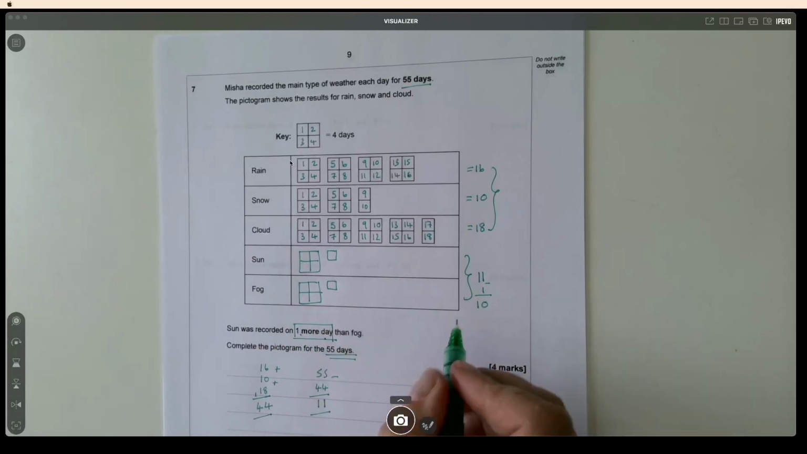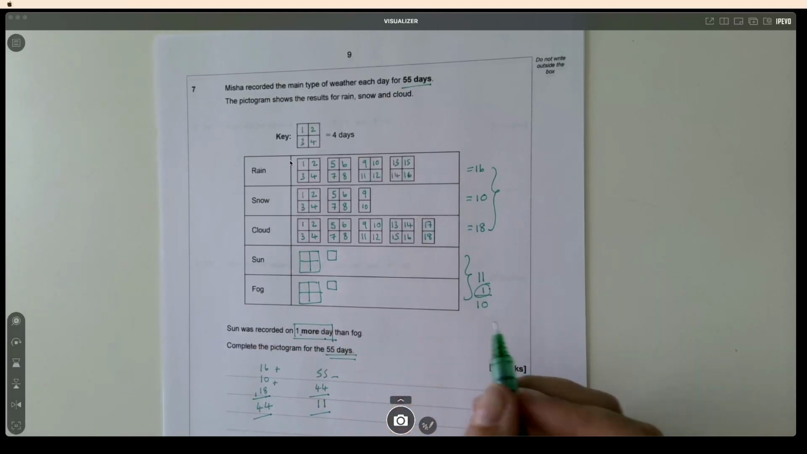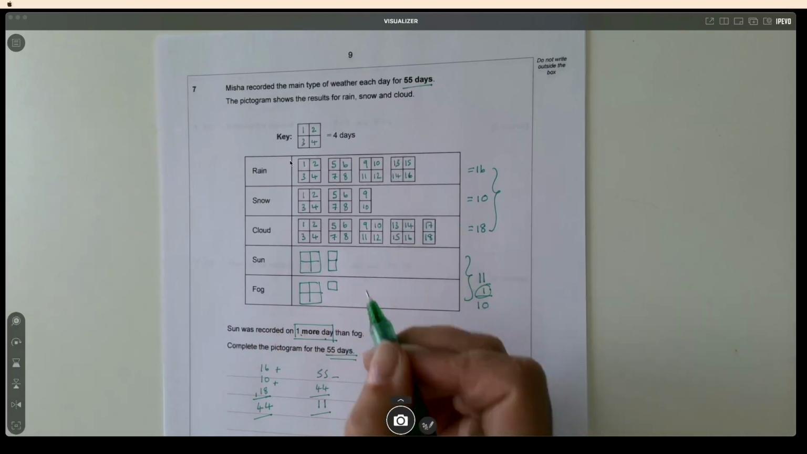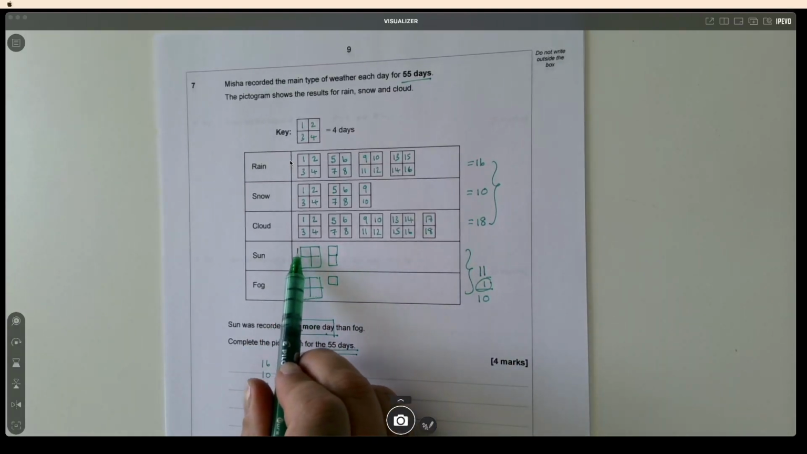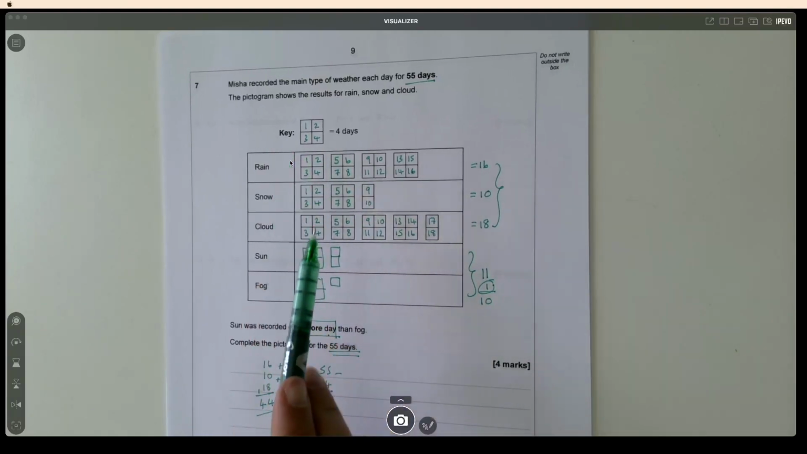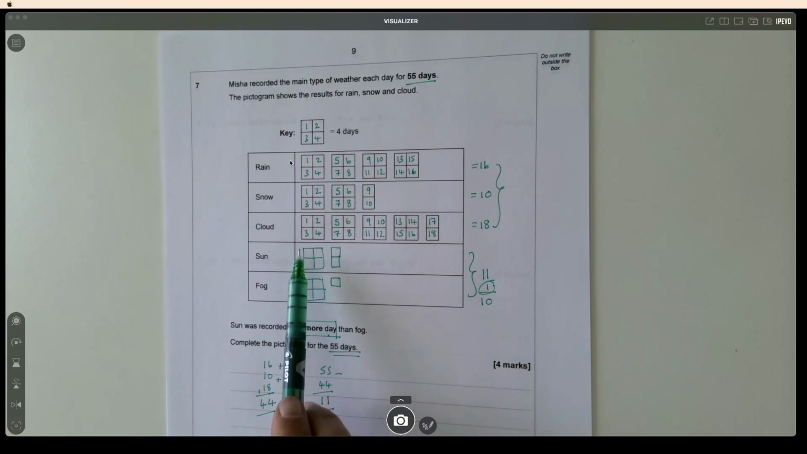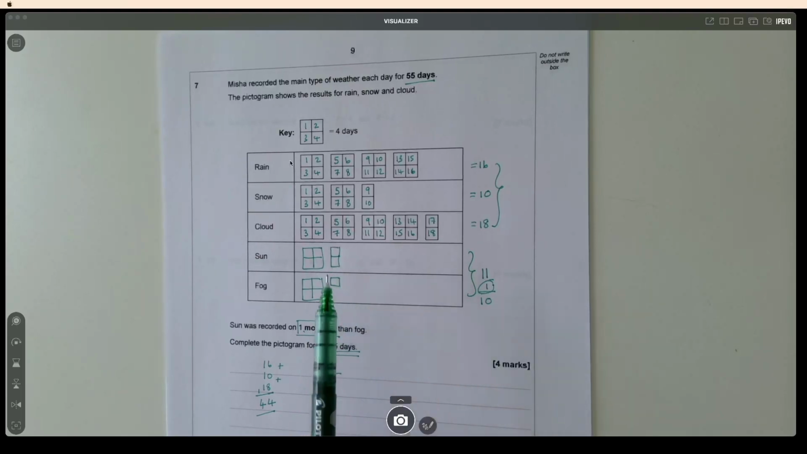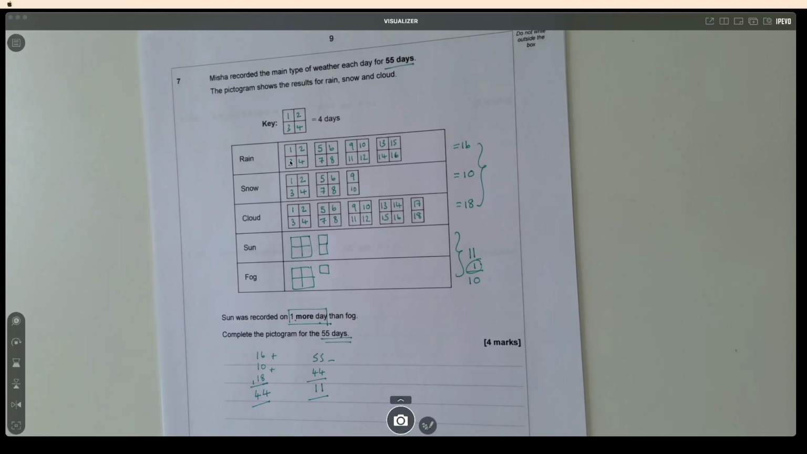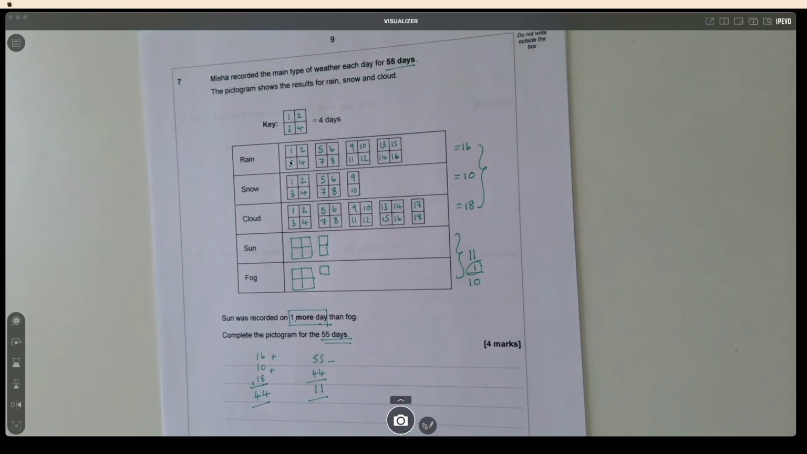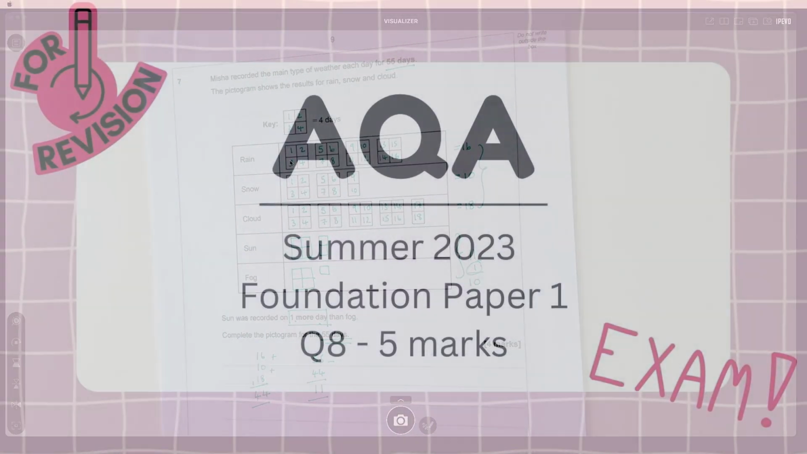But sun has one more, so we need to put that extra one there on sun. And what's important with pictograms is that you use the symbols fully like they are in the key. So if you are able to make a full larger square with 4 individual squares inside, then you need to do that before you then start thinking about the parts of those larger squares. So there's 4 marks in total for that question.